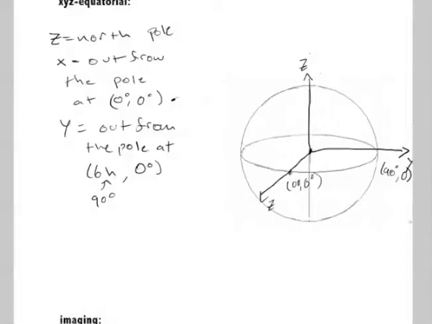There are also precessed equatorial coordinates. These are a little bit different, and they take into account the fact that the Earth precesses every 26,000 years or so.